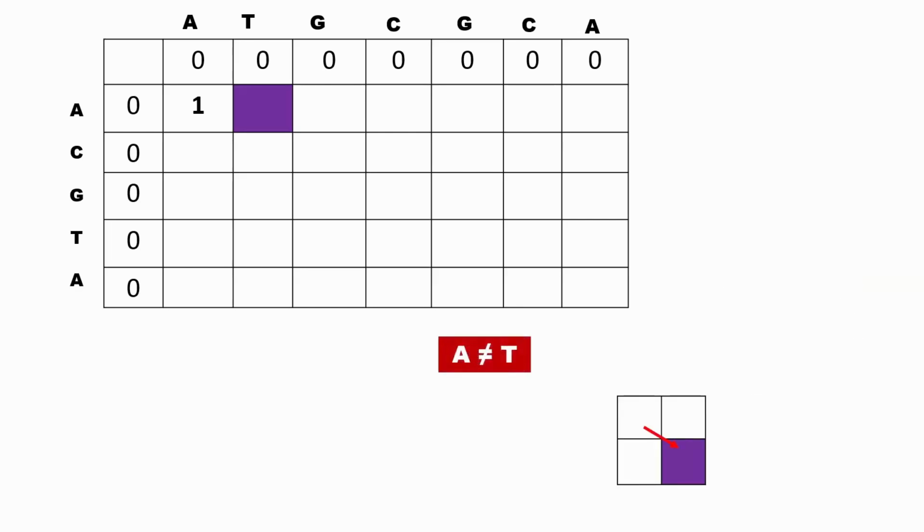So herein A does not match with T, so it becomes very clear that there is a mismatch, and we will add a mismatch score of -1. And the score in the previous diagonally arranged box was 0. So 0 plus -1 equals 0 minus 1, and this will yield a value of -1 to the box.